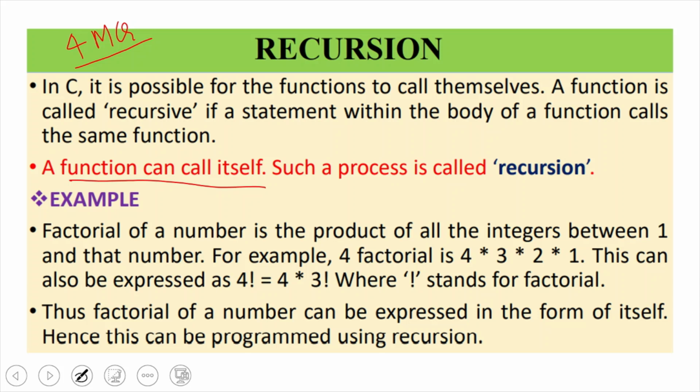For example, we can represent 4 factorial as 4 into 3 into 2 into 1, and also we could represent 4 factorial like 4 into 3 factorial. So this means that factorial of a number can be expressed in terms of factorial of itself. That is, 4 factorial is represented as 4 into 3 factorial. So let's write n factorial is equal to n into n minus 1 factorial.